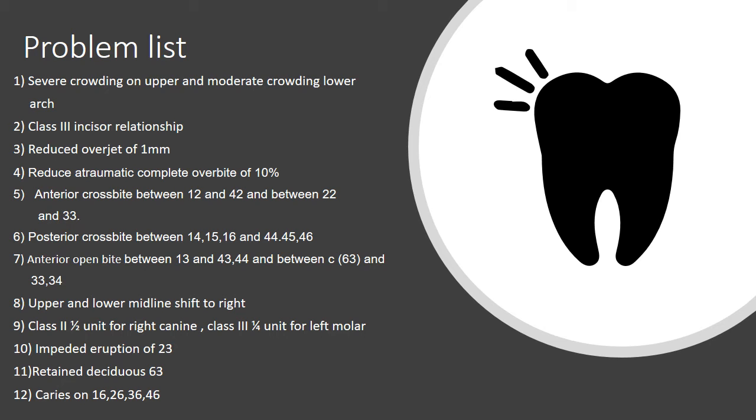For the problem list, there's severe crowding on the upper and moderate crowding on the lower arch, class 3 incisor relationship, reduced overjet of 1 mm, reduced atraumatic complete overbite of 10%, anterior crossbite between 1-1 and 4-2 and between 2-2 and 3-3, posterior crossbite between 1-4, 1-5, 1-6 and 4-4, 4-5, 4-6, anterior open bite between 1-3 and 4-3, 4-4 and between 6-3 and 3-3, 3-4, upper and lower midline shift to the right, class 2 half unit on the right canine and class 3 1/4 unit for the left molar. Impeded eruption of 2-3, retained deciduous 6-3 and caries on 1-6, 2-6, 3-6 and 4-6.